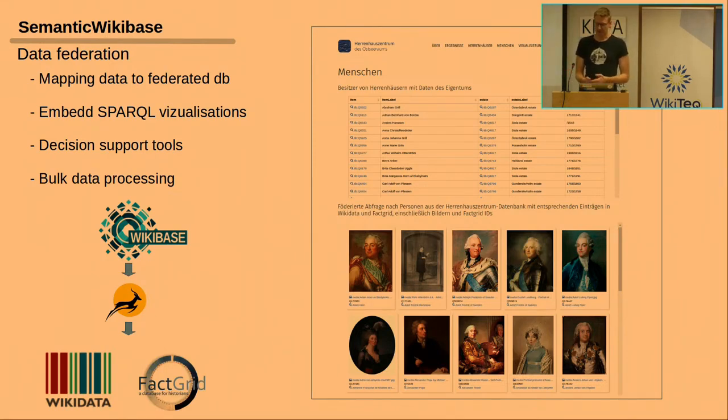Also, Wikibase is very good with federated queries, like combining several databases, for example, Wikidata with your own database. So for example, here we had just the names of persons in our Wikibase, and we did federated queries with FabGrid and Wikidata to get more info about these persons and even images about these persons and display it in our wiki.